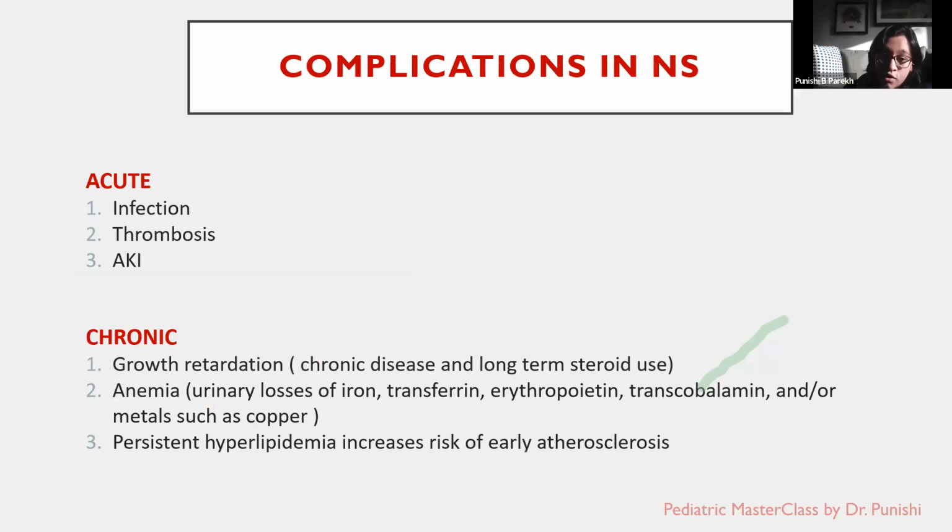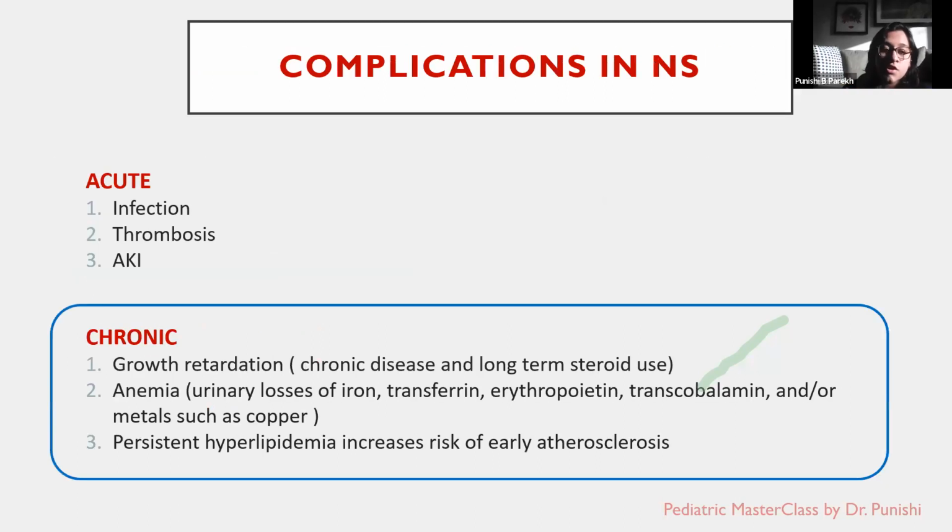Let's talk about chronic complications. Common chronic complications could be, first, growth retardation, because it's a chronic disease and there's long-term use of steroids. Other common complications could be anemia. So why are these kids again more at risk of anemia? Because they have urinary loss of iron, transferrin, erythropoietin, and other metals like copper.